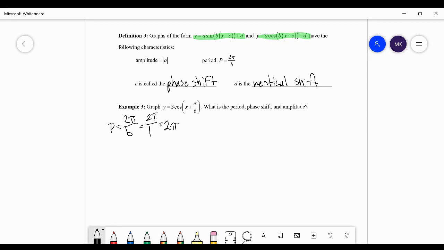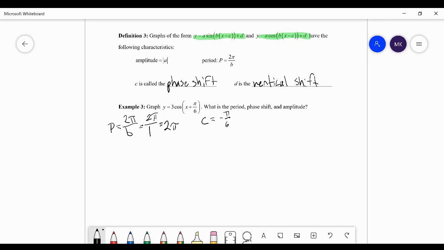Our phase shift, you can say what the C value is, but a better, more descriptive way is to describe what that phase shift does. And so here we can identify our C. C in this problem is equal to negative pi over 6. And we know that because our function is defined as x minus c. So since we have x plus pi over 6, the only way that we can have minus become a plus is if it's negative.